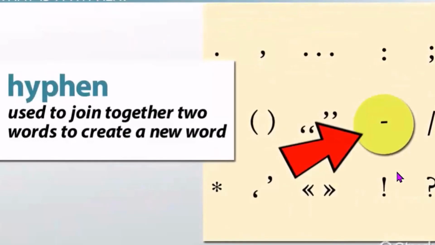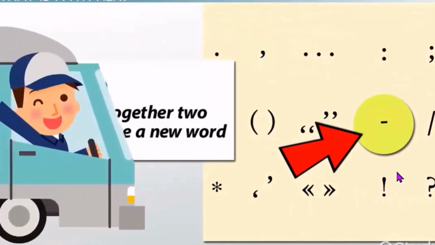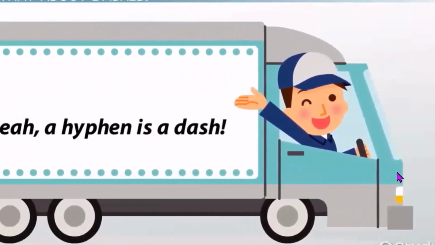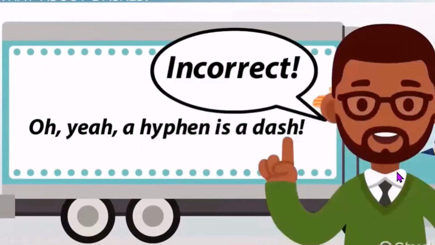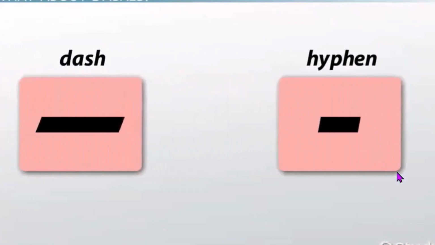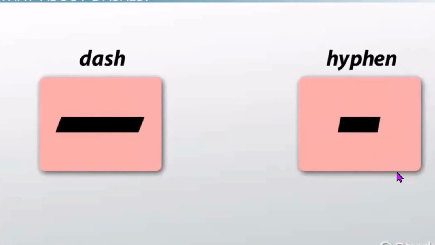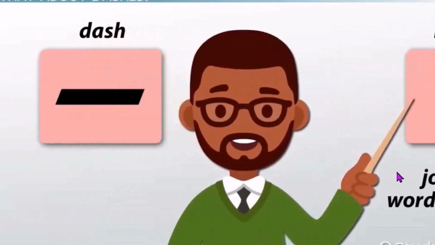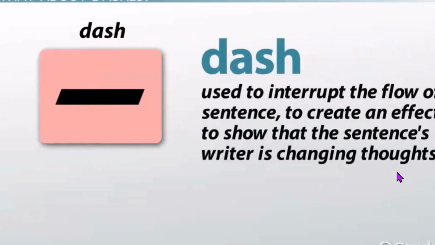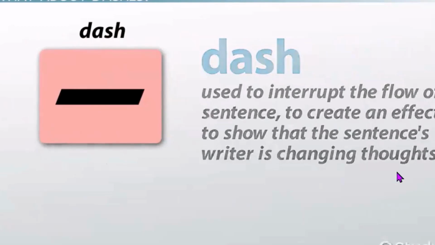A hyphen is used to join together two words to create a new word. As you read the definition of the hyphen, you may have been thinking, oh yeah, a hyphen is a dash. However, you'd be incorrect. While hyphens and dashes look similar, they serve different functions in writing. The hyphen is only used to join two words together and is just one horizontal line long. It looks like this. A dash, on the other hand, is used to interrupt the flow of a sentence, to create an effect, or to show that the sentence's writer is changing thoughts. A dash looks like this.